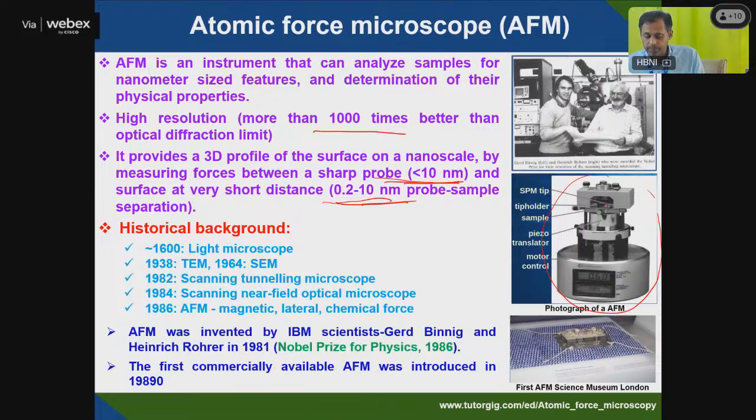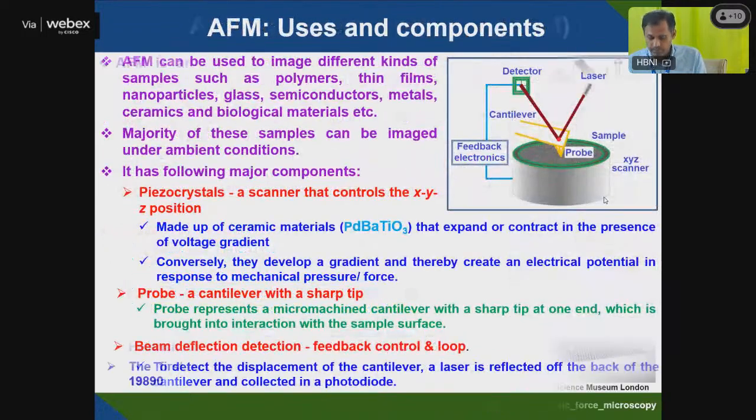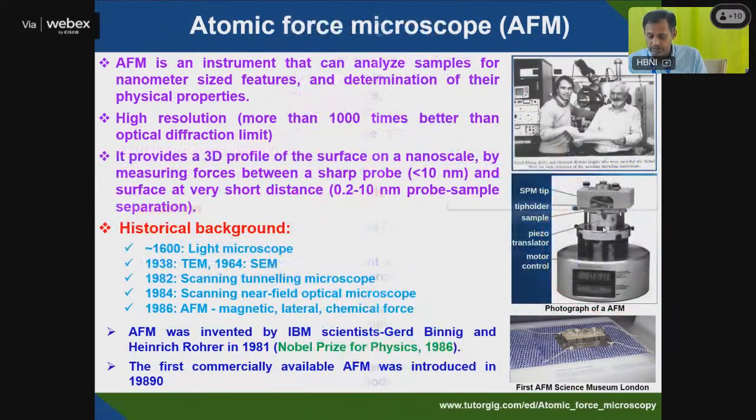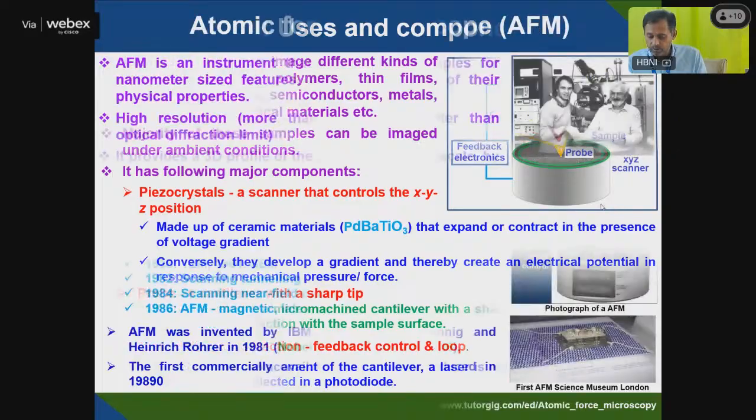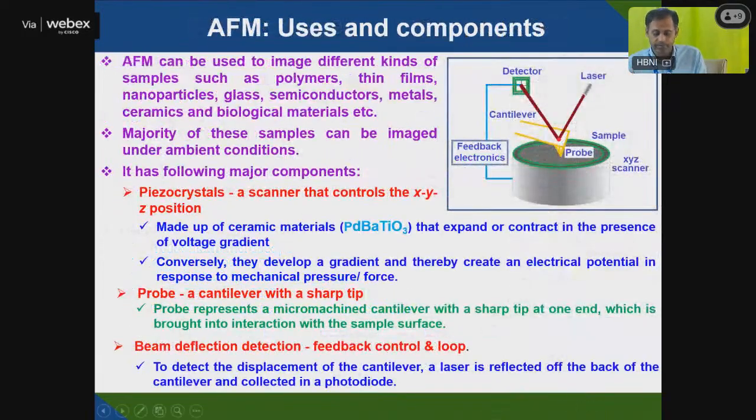In the AFM you have a sample, a tip on the surface, a sample stage with the sample kept on it, and below that a piezo transmitter to move the sample surface, and you will get that AFM image. You can see the sample and the sample stage. This is the sample stage, the XYZ scanner, and you have a sample on top of this.